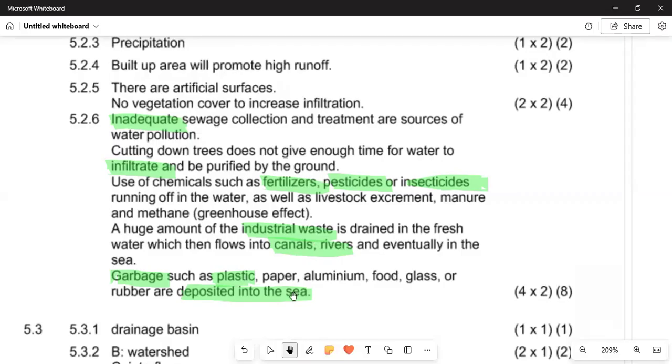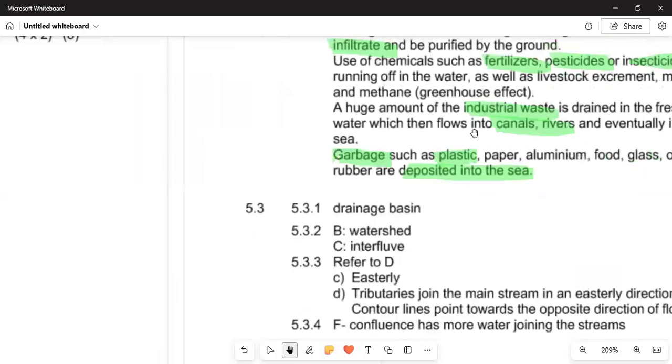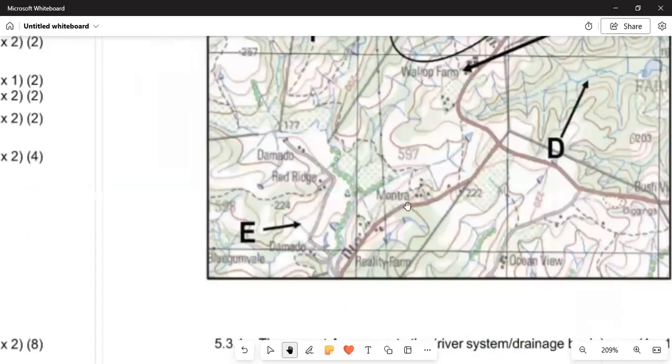So the keyword there is deposited. Something that is deposited is something that is unwanted. It goes directly to the sea and it has a negative impact. All right. And that was the last question in this case. But I would want us to move to our last structure, and then we explain properly.